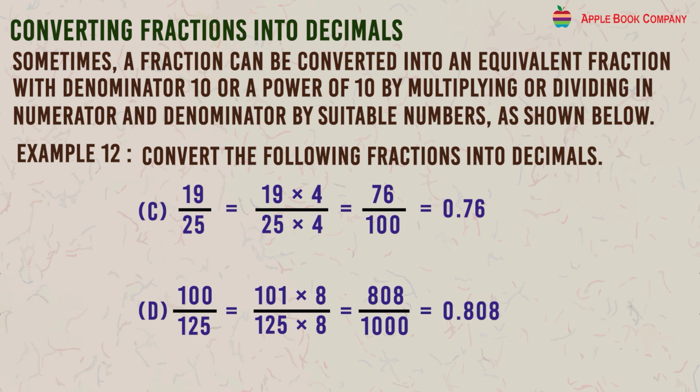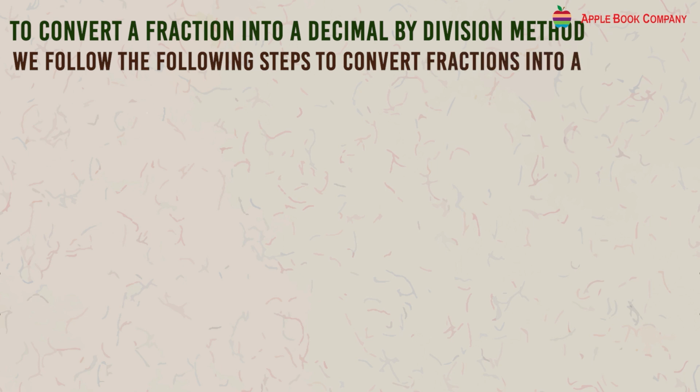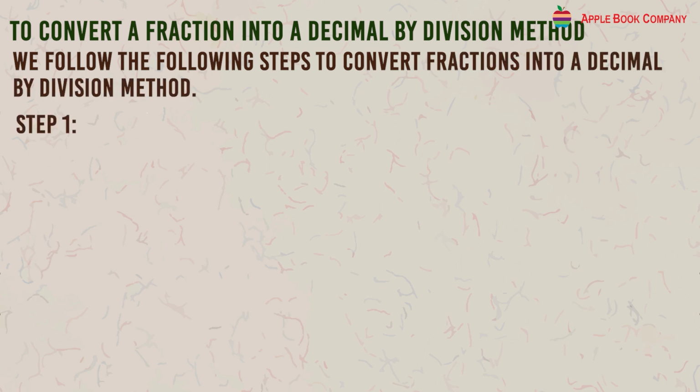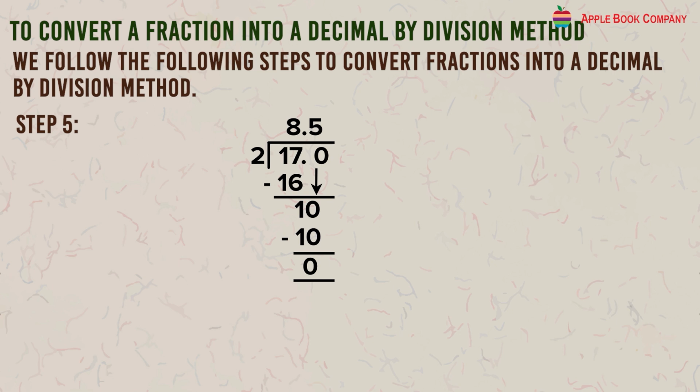To convert a fraction into a decimal by the division method, we follow these steps. Step 1. Divide the numerator by the denominator. Step 2. Complete the division until a non-zero remainder is obtained. Step 3. Insert a decimal point in the dividend and the quotient. Step 4. Put a 0 on the right of the decimal point in the dividend as well as on the right of the remainder. Divide again just as with whole numbers. Step 5. Repeat step 4 till the remainder is 0.